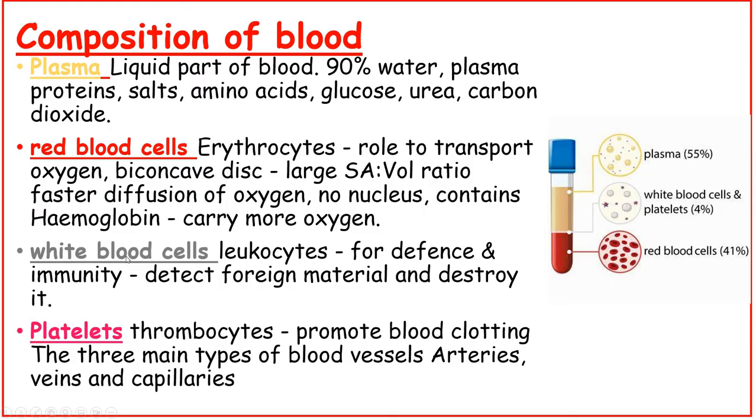There are also white blood cells, known as leukocytes. These are for defence and immunity, and they detect foreign material and destroy it. Then you've got platelets, also known as thrombocytes. These promote blood clotting, and the three main types of blood vessels are arteries, veins, and capillaries.